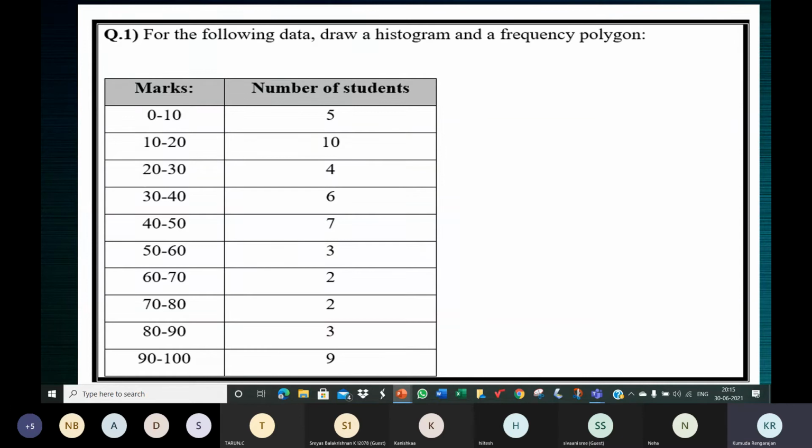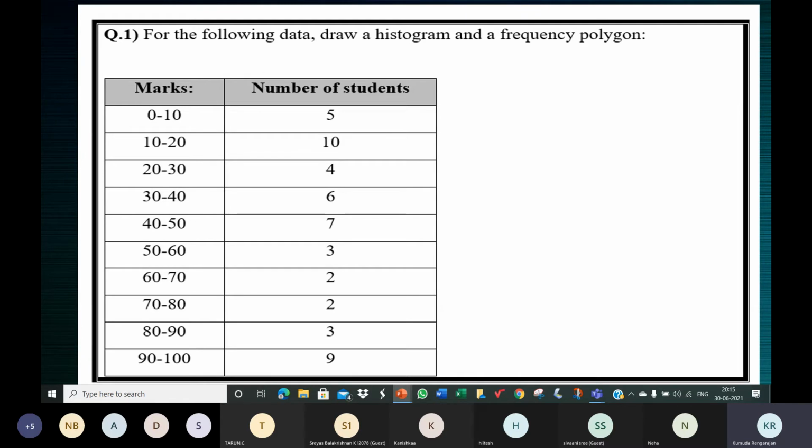Frequency polygon is another graphical representation of a grouped frequency distribution. Now this frequency polygon can be put up in two ways. You can prepare this with the help of the histogram, or without the help of the histogram. Which way you are supposed to prepare the frequency polygon will be mentioned in the question.